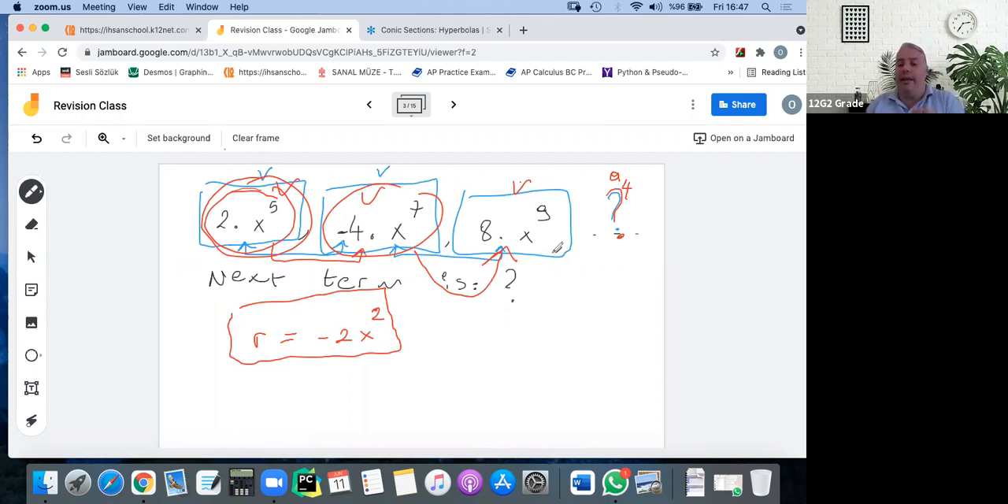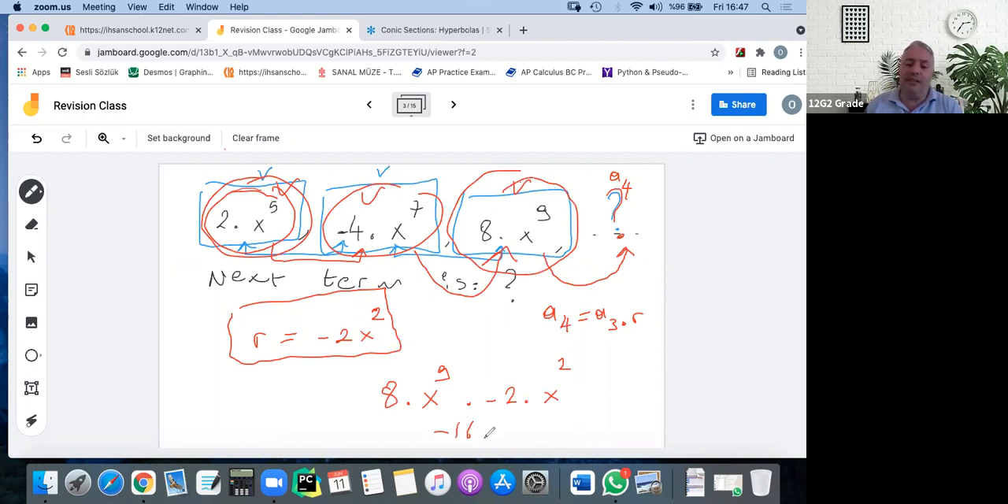So similarly, to go from A3 to A4, A4 is equal to A3 times R. A3 I know, this is given: 8 times x to 9. So I need multiplication by R. And what is R? -2 x to 2. And that's it. So 8 times -2 is -16, and x to 9 times x to 2 is x to 9 plus 2, which is -16 x to 11. Any question? Is this okay?